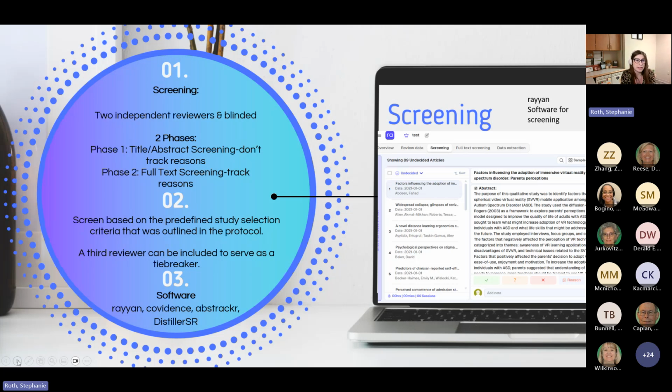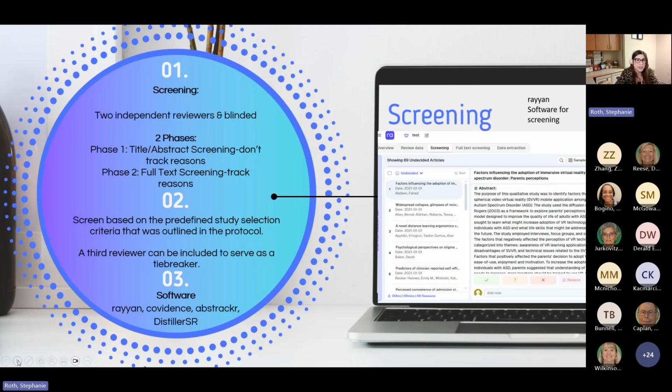But there's two phases to that. There's the title abstract screening. In that phase, you don't track reasons. And then after that, there's a full text screening stage. And in that stage, you do track reasons. And then there's the PRISMA flow diagram that you may have seen. That gets all of the counts from the librarian from the search, and then it gets the screening counts, and then how many studies you're going to have after the full text. All the studies that you say yes will be the studies that you then use as your analysis later, and they become part of the systematic review.